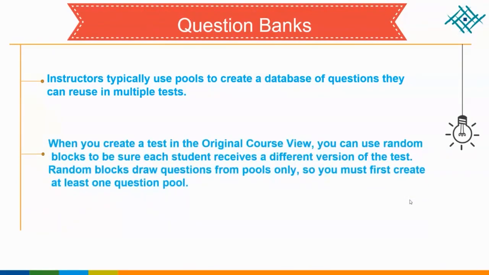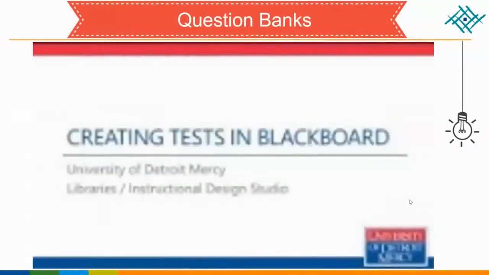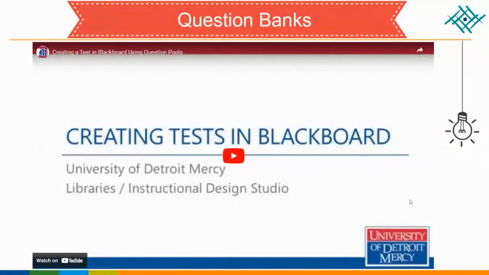When you create a test in the original course view, you can use random blocks to be sure each student receives a different version of the test. Random blocks draw questions from the pool only, so you must first create at least one question pool. Okay, let's watch together this video about question banks in Blackboard.